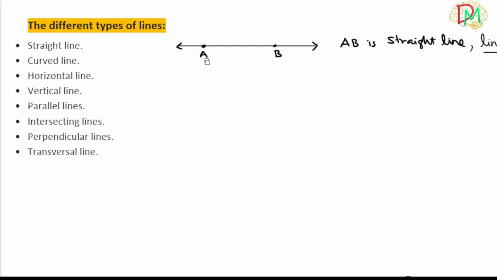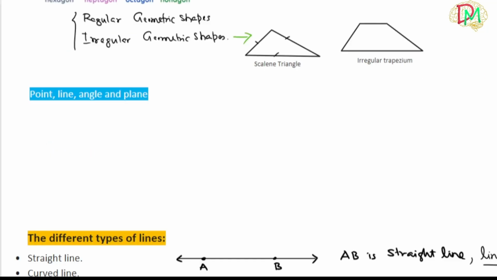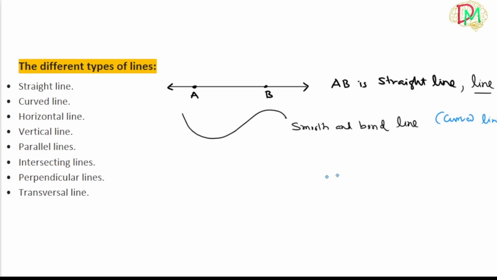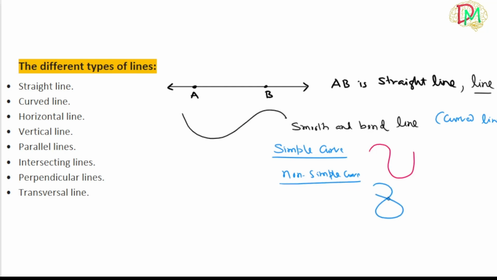Okay. Next is curved line. What is a curved line? It is a smooth and bent line. So there are different types of curves. When the curve does not cross itself, then we can say it is a simple curve. And a non-simple curve is when the curve crosses itself. Clear?